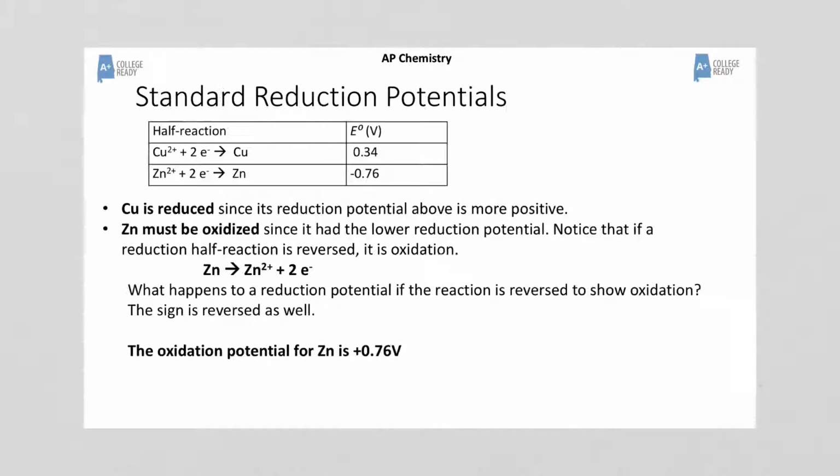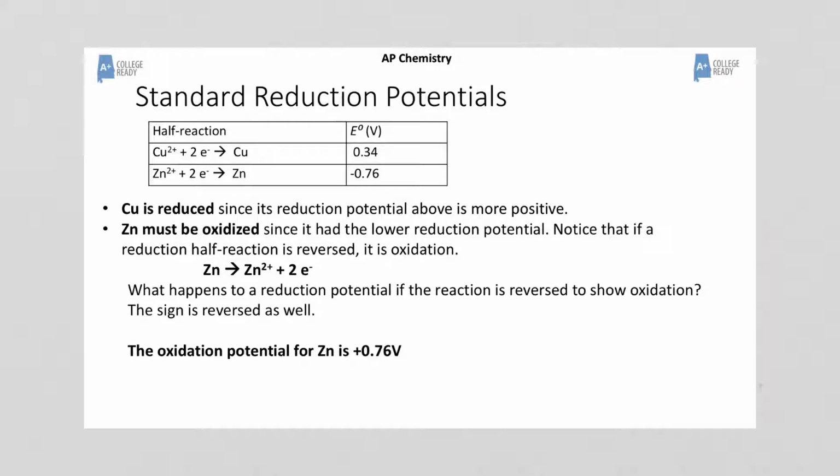So let's look at an example. Here we have the two half reactions that we just looked at. Notice that they're both listed as reduction, and notice that's the title, standard reduction potentials. These are always typically given as reductions, and from this information we can know what's actually going to be reduced and what half reaction would be reversed and become oxidation.